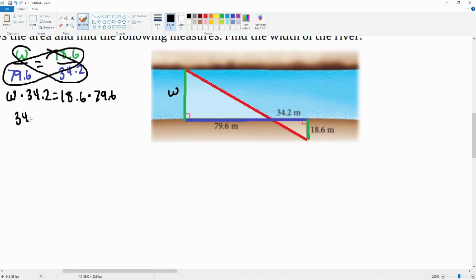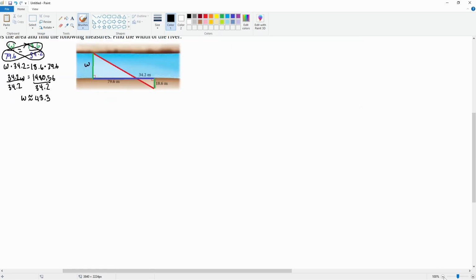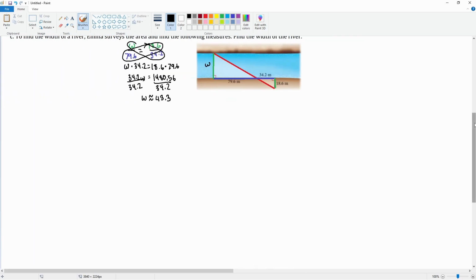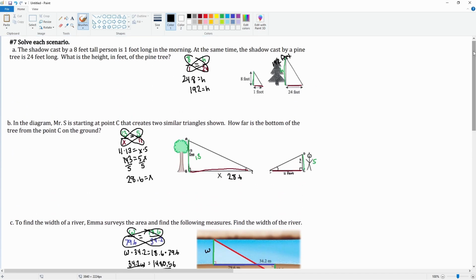This becomes 34.2 W is equal to 18.6 times, let's see, 18.6 times 79.6. This becomes 1480.56. Divide by 34.2 on both sides. W is, I'm going to round, approximately 43.3 if you round to the nearest tenth. Okay, so there you go. That is how you set up the proportion and solve for the missing length for similar objects.